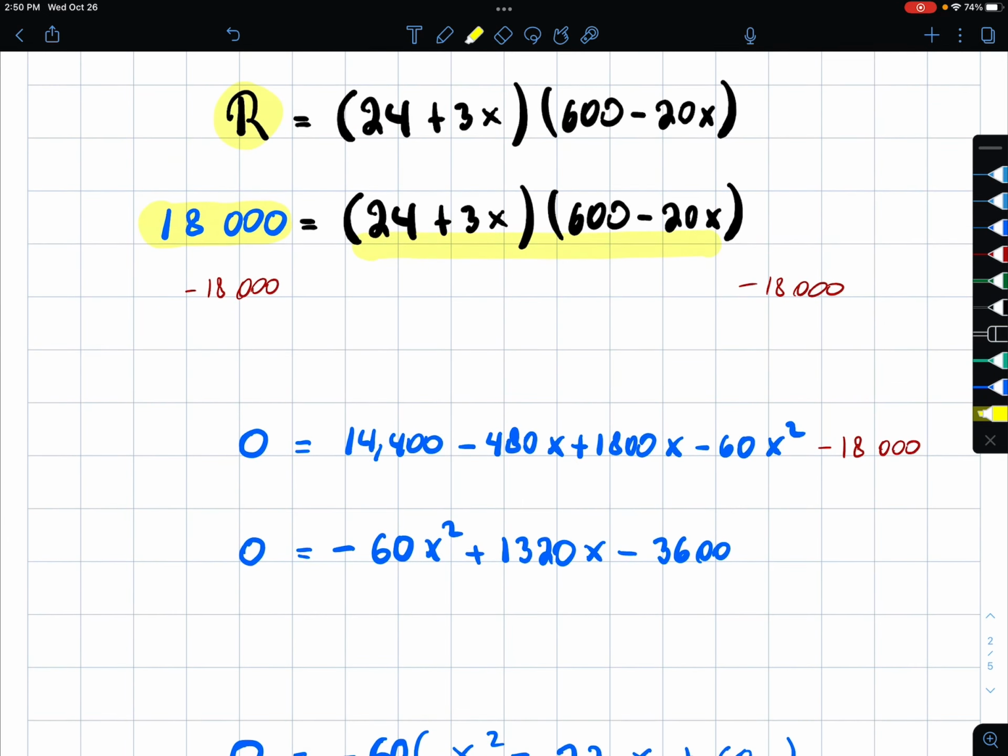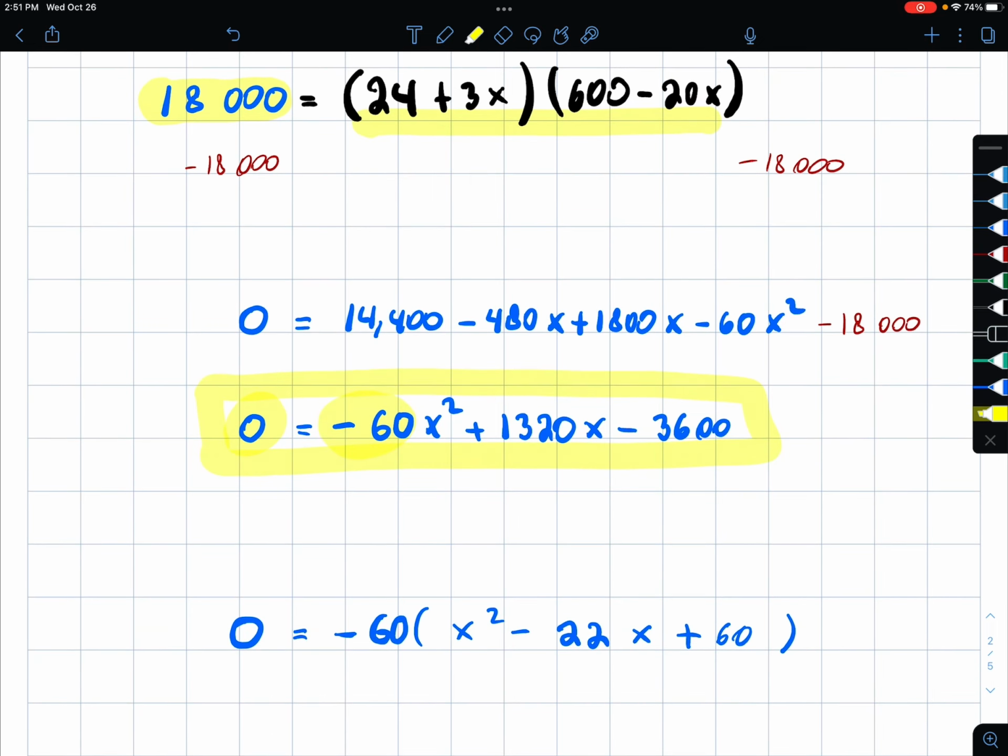And as you can see, we get this new equation: 0 is equal to minus 60x squared plus 1320x minus 3600. Okay, so what? Well, let's find the zeros. It's equal to 0, so we can factor or solve. I always like to factor out this number just to make things a little bit easier. And this is my new equation.